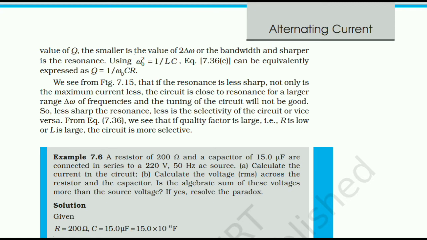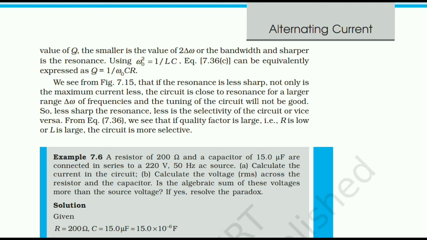We see from figure 7.15 that if the resonance is less sharp, not only is its maximum current less, the current is close to the resonance over a larger range of delta omega frequencies, and the tuning of the circuit will not be good. So, the less sharp the resonance, the less the selectivity of the circuit, or vice versa. We see that if the quality factor is large, that is R is low or L is large, the circuit is more selective.